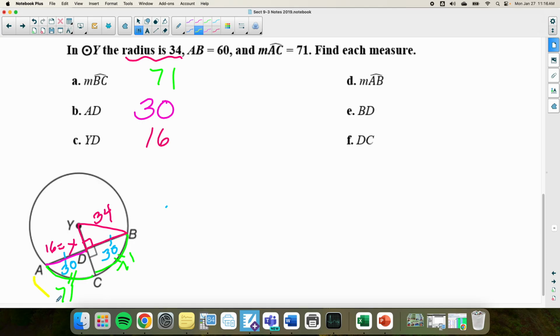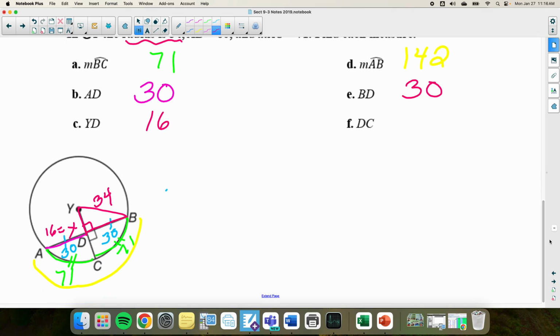Then it asks us for arc AB. That is this whole arc. What would that be? 142. Yep, 71 plus 71 is 142. BD we have right here as 30. And DC. Okay, this same exact question I believe is on your next quiz.